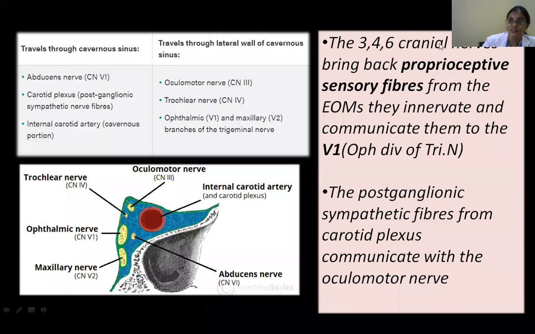So the 3, 4, 6 cranial nerves bring back proprioceptive sensory fibers, but they don't take them anywhere to the brainstem. Rather, they will just communicate them to the ophthalmic division of the trigeminal. Same with the postganglionic sympathetic fibers from the carotid plexus, the plexus of nerves around the internal carotid. These communicate with the oculomotor nerve.